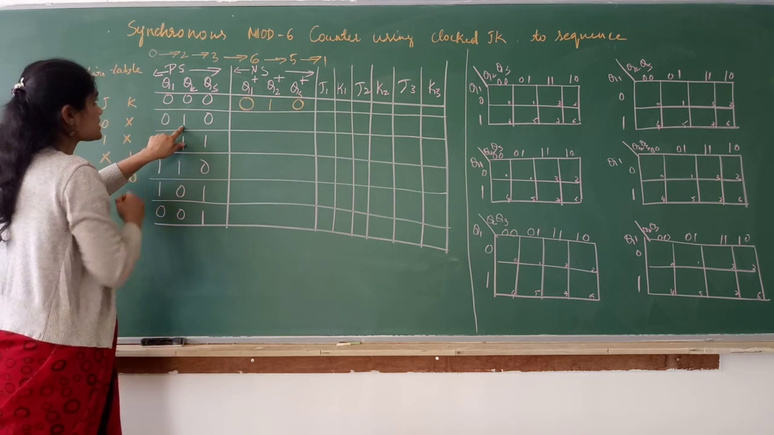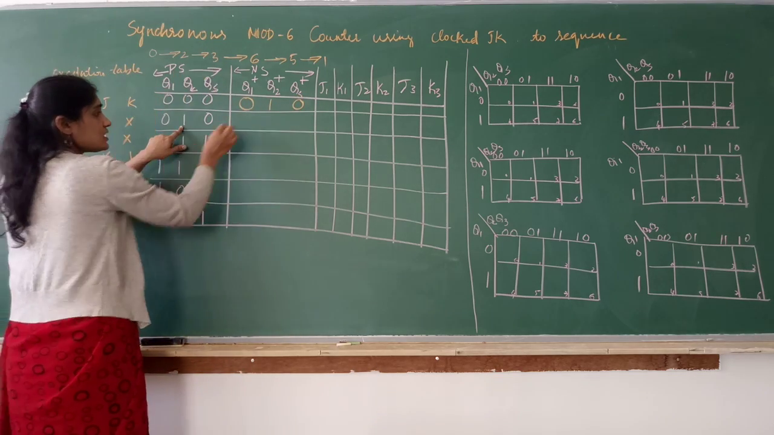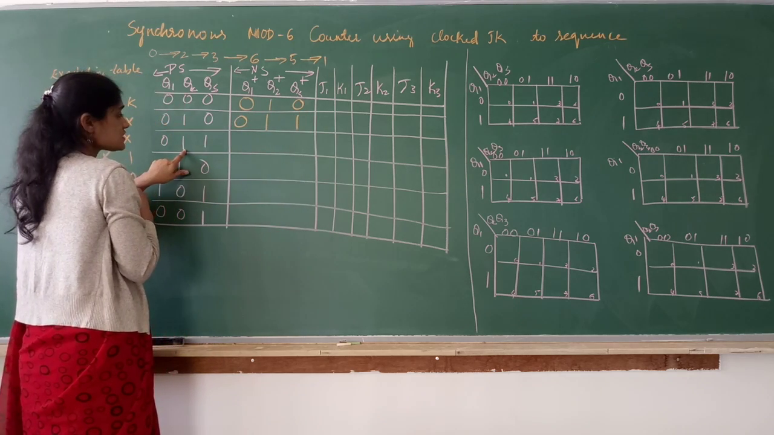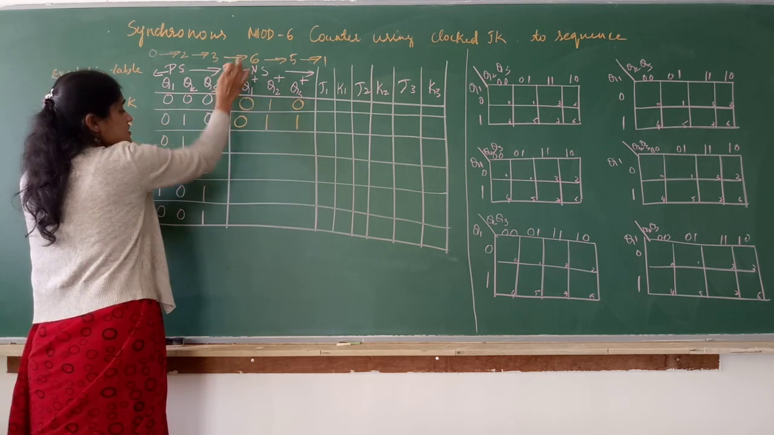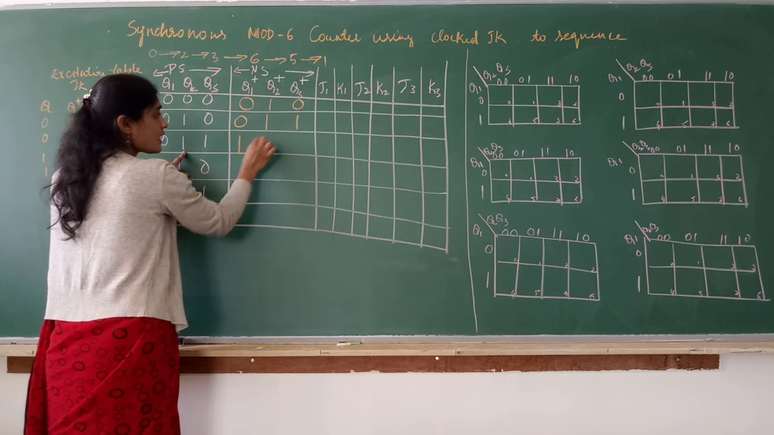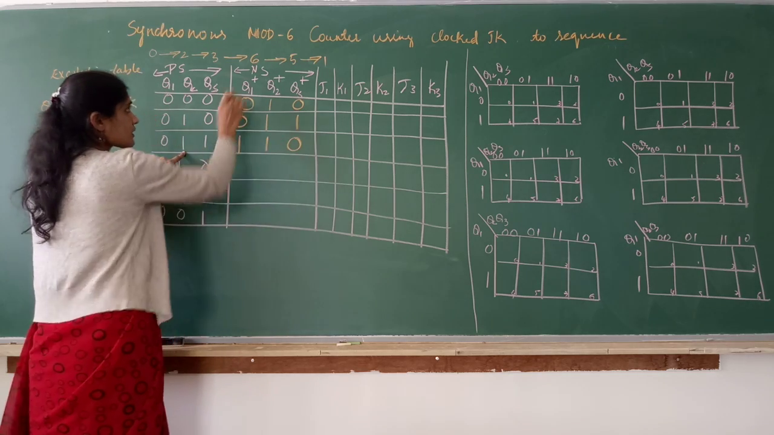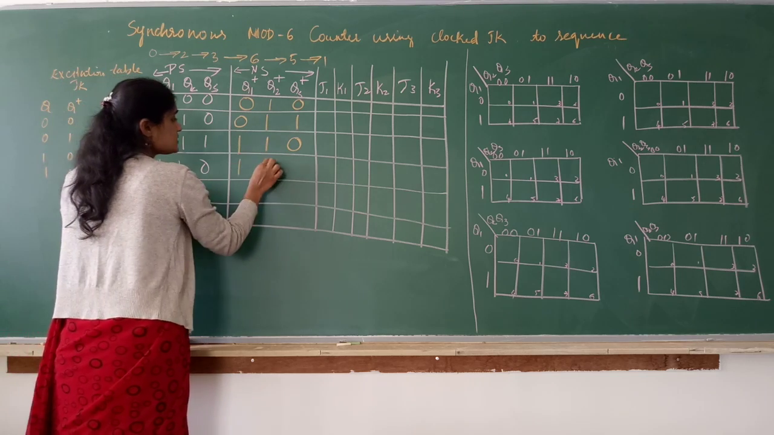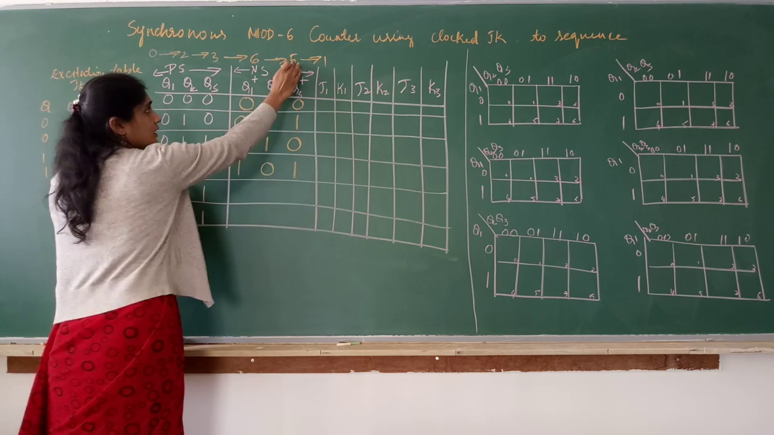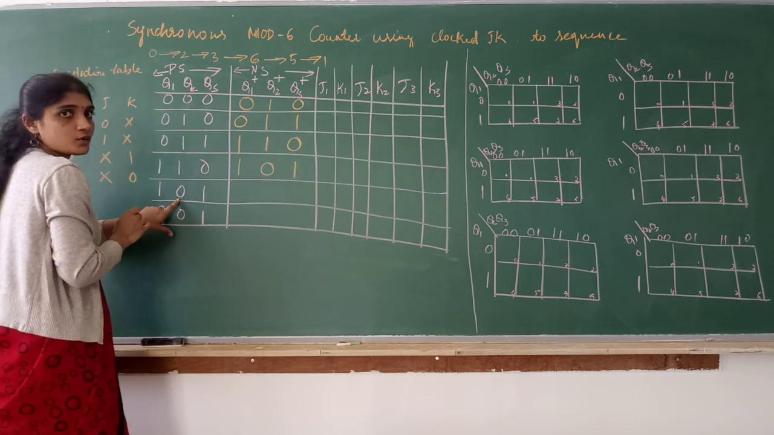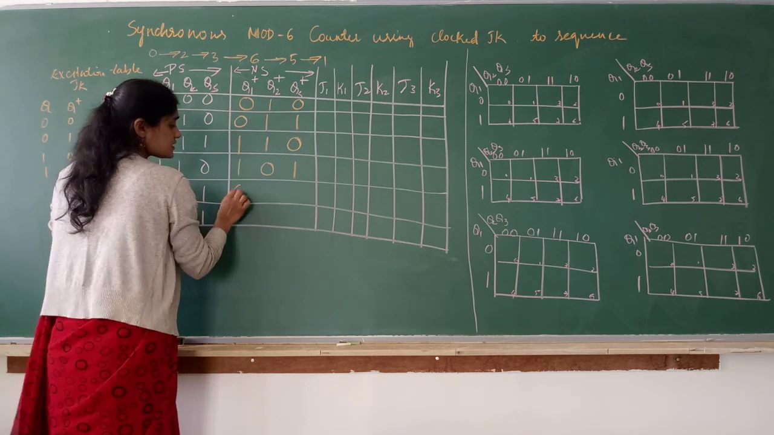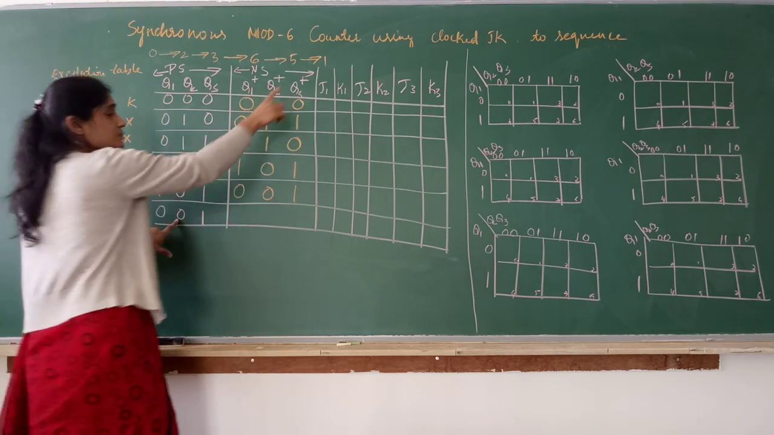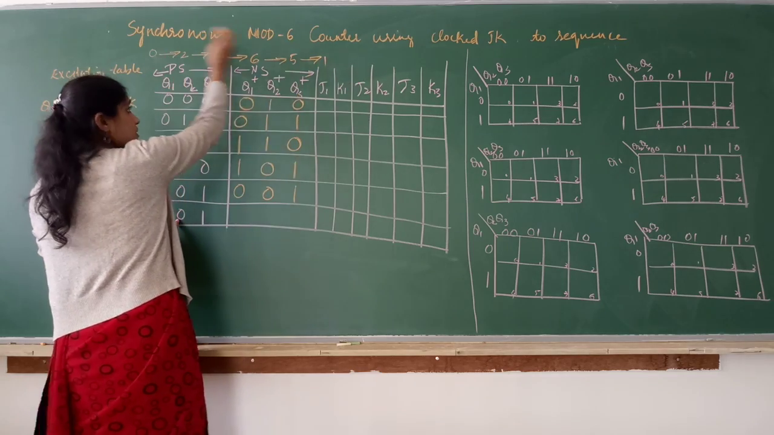If 2 is the present state, what is next state? 3. 0, 1, 1. What is this? 3. If 3 is the present state, what is next state? 6. 1, 1, 0. If 6 is the present state, what is next state? 5. That is 1, 0, 1. If 5 is the present state, what is next state? 1, 0, 0, 1. What is this? This is 1. If 1 is the present state, what is next state? Next state will be 0.